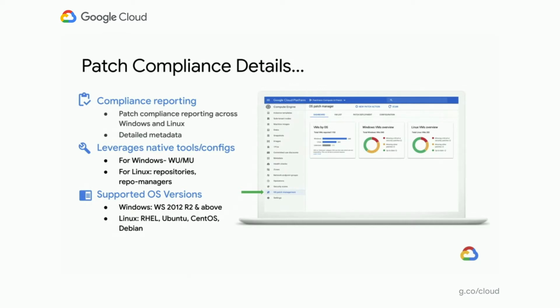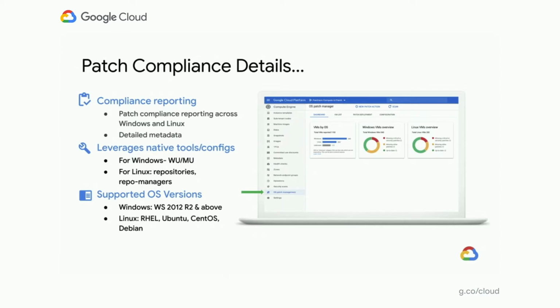So compliance reporting provides you patch compliance reporting across Windows and Linux distributions. It also gives you detailed metadata around the type of patch. Is it critical, or is it something that can be done later? And detailed metadata of all those patches that need to be deployed across a fleet of VMs.